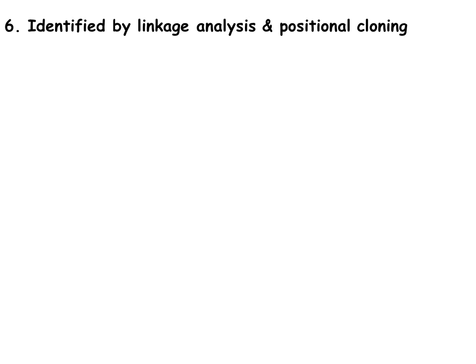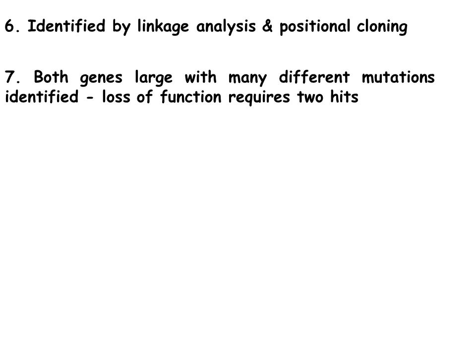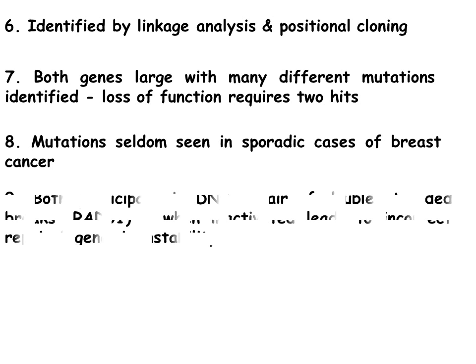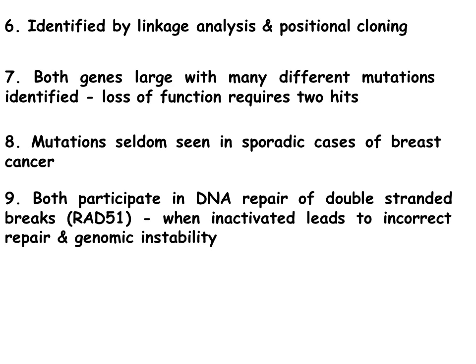Well, how did we identify all of these genes? Actually, by linkage analysis and then positional cloning. Both genes are large, and so lots of different types of mutations have been identified for BRCA1 and BRCA2. But the complete loss of function requires, again, 2 hits because it's a tumor suppressor gene. We, however, do not see mutations in BRCA1 and 2 very often in sporadic cases. So this is one of those things where, yes, it's true for the inherited form, but not necessarily for the sporadic forms. However, both participate in DNA repair, again of double-stranded breaks.